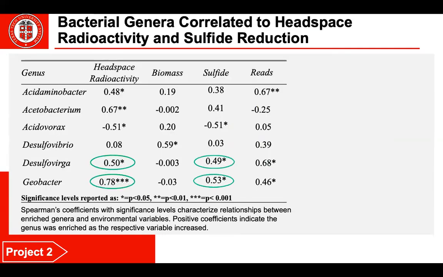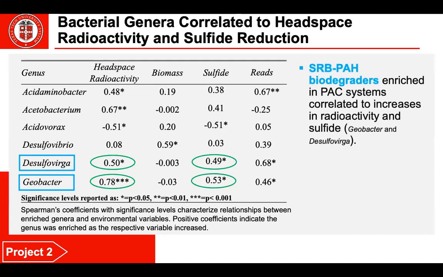I ran a couple of different correlation analyses, which I'll go through really quick because we're almost out of time. We saw increases in Geosulfurivirga and Geobacter, increases in headspace radioactivity, as well as increases in sulfide, suggesting that when these microorganisms were present, there was more sulfate reduction, which is the electron acceptor, and more 14CO2 produced, suggesting naphthalene was used as a carbon source.